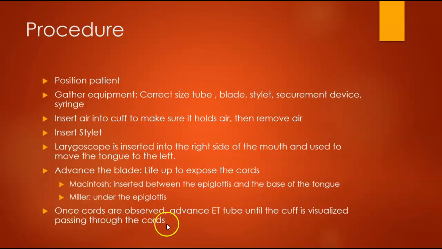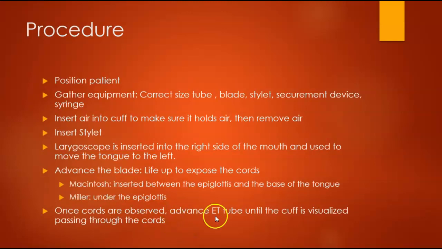So once the cords are observed, you really want to make sure that you've got a good view of the cords. If you barely see the cords, you probably want to adjust your view before trying to advance the ET tube. A wing and a prayer isn't going to get this to go where you want it to. You need to be able to fully see those vocal cords if you want that ET tube to pass through them. Otherwise, it's going to naturally want to slip down below the vocal cords and enter into the esophagus.